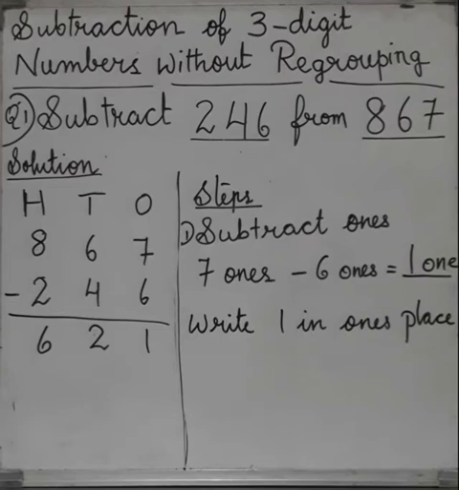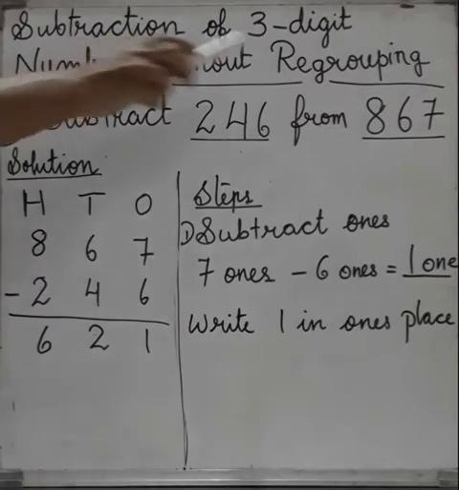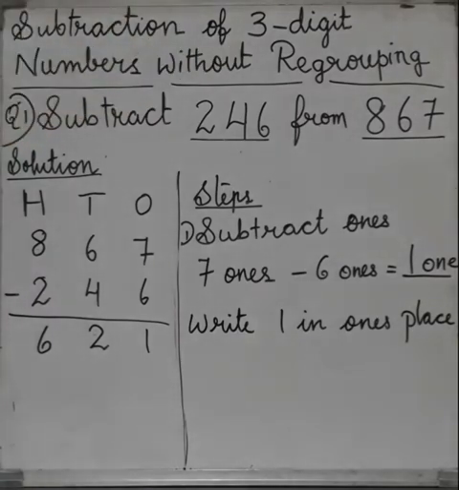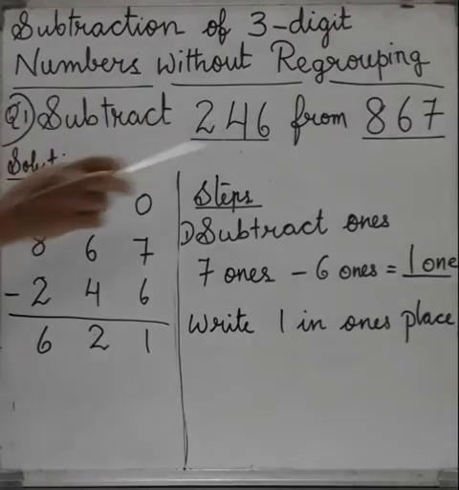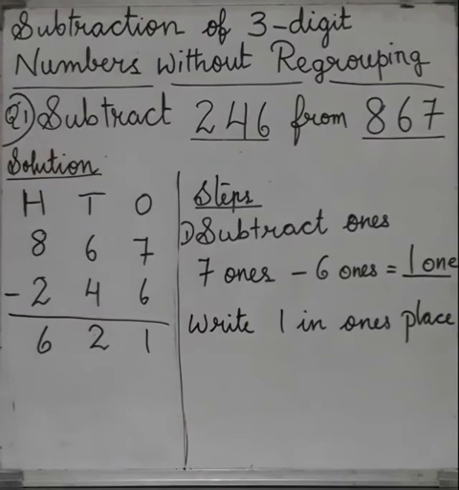In today's class, we are going to subtract 3-digit numbers without regrouping. See the question. Subtract 246 from 867. Here we are going to subtract 246 from 867. The solution is, write 867 here in the top and just below you write 246.